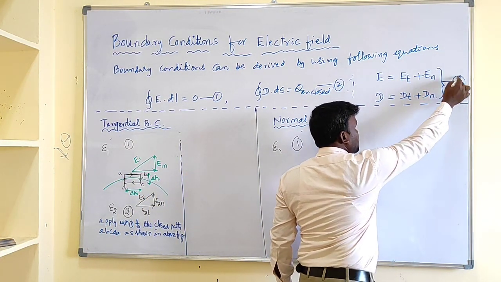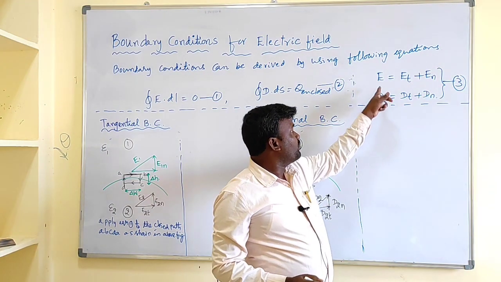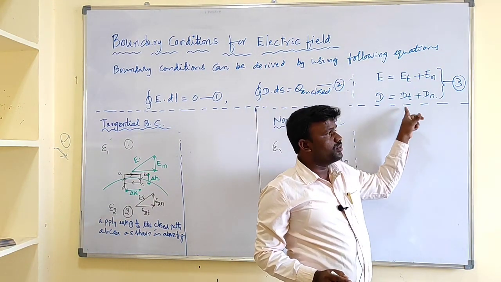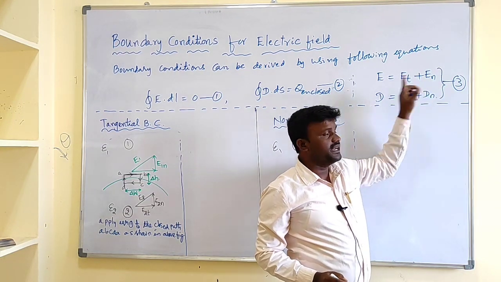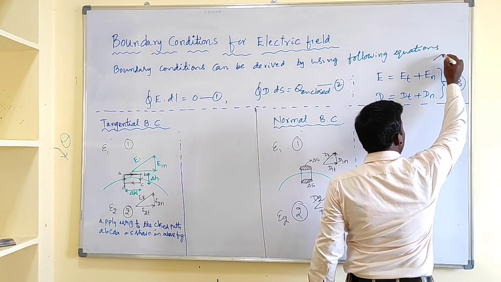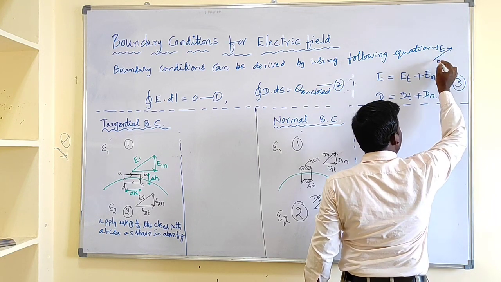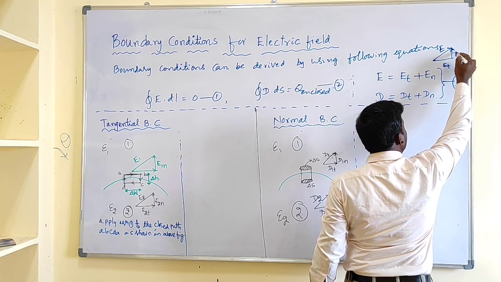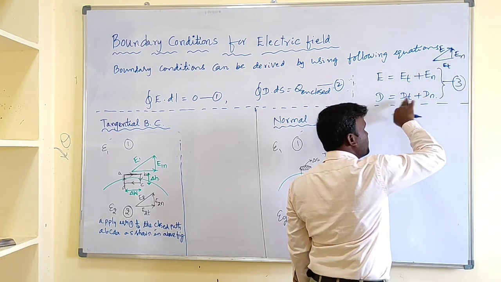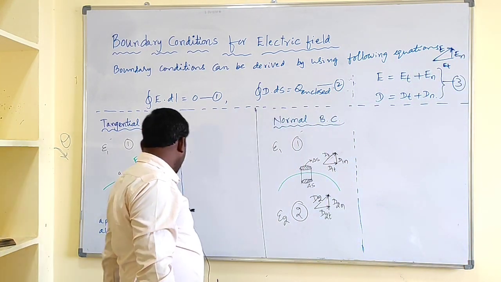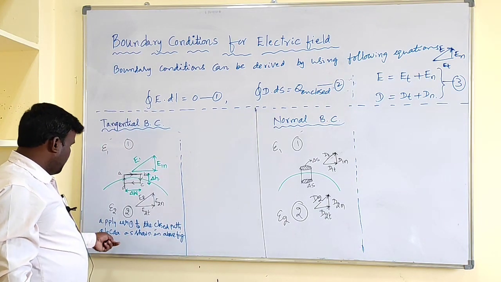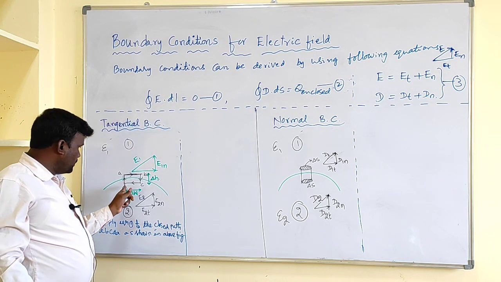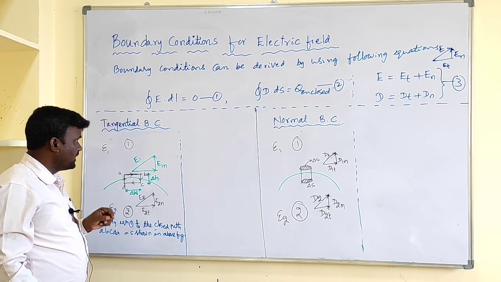What is equation 3? In equation 3, we decomposed the electric field and electric flux density into two orthogonal components, that is a tangential component and a normal component. That means if the electric field is like this, it has a tangential component like this and a normal component like this. That is E equal to Et plus En. Similarly, D equal to Dt plus Dn. Okay, if I apply this equation 1 to this closed path, that is ABCDA, we will get what?